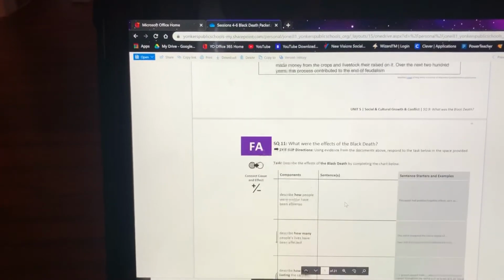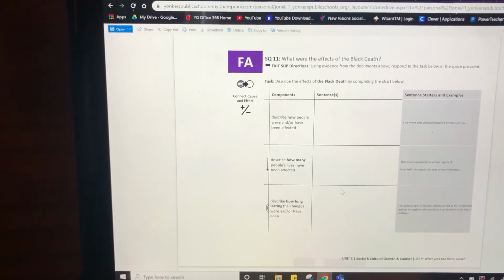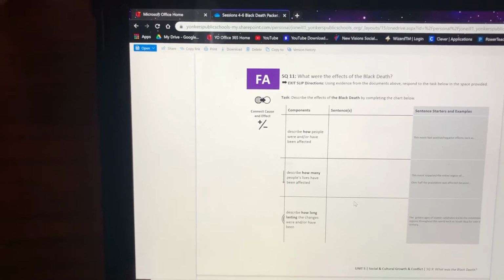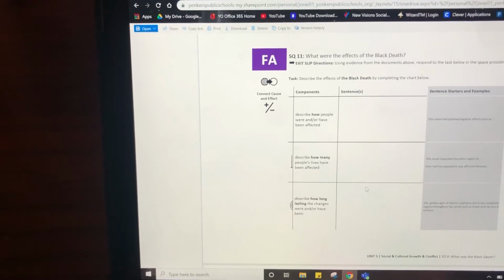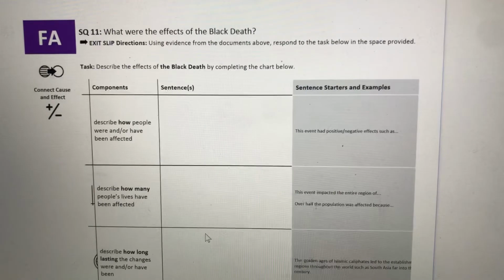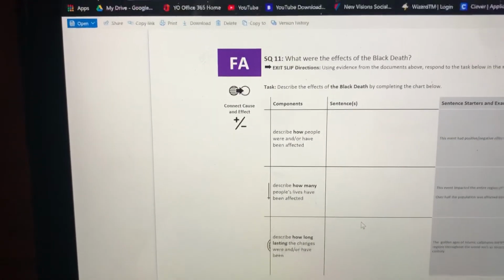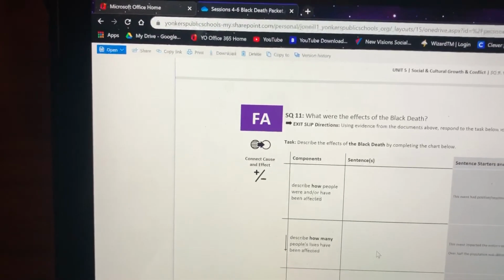Then when you're done with that, you go to the exit slip at the end here, and you're just going to write a couple of sentences talking about how people were affected, how many were affected, and how long they were affected. You can use some of these sentence starters over here on the right, such as "This event had positive and negative effects such as." They give you sentence starters to finish out the lesson. That's the end of the lesson.